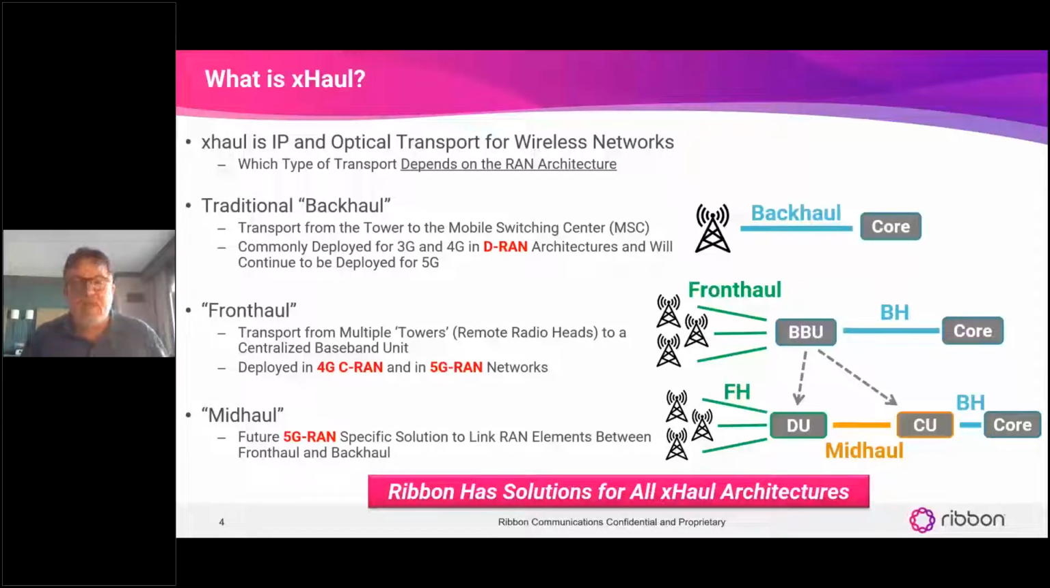So backhaul is what we've had traditionally. This is where you are going from the tower to your MSC, to your core network, your mobile switching center.